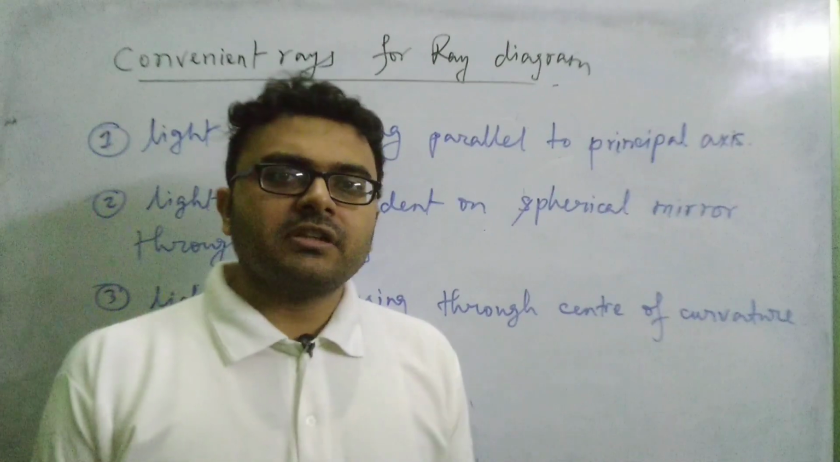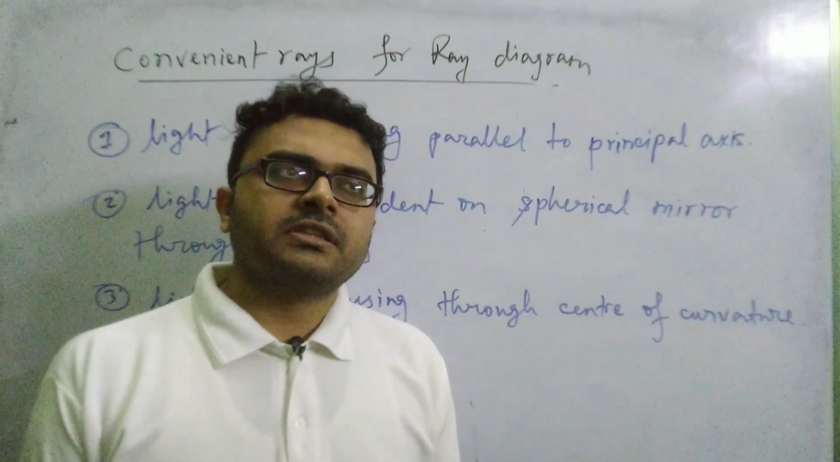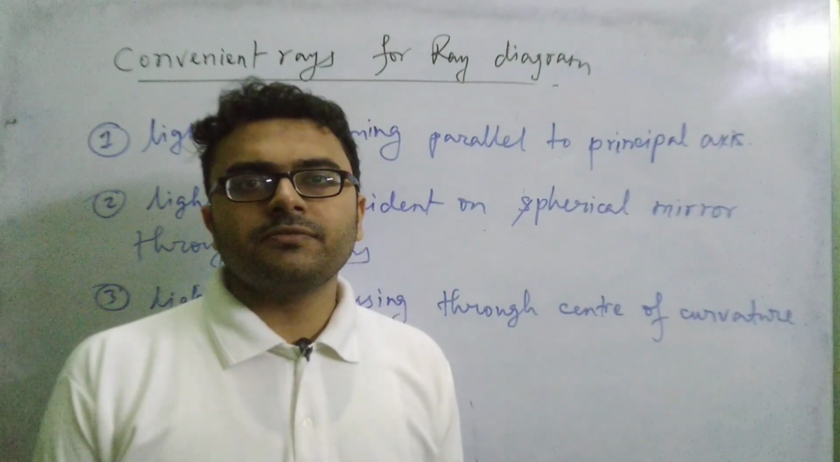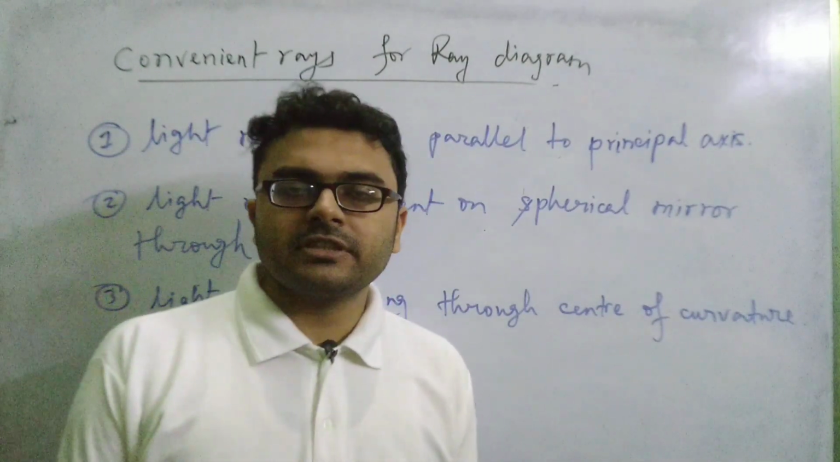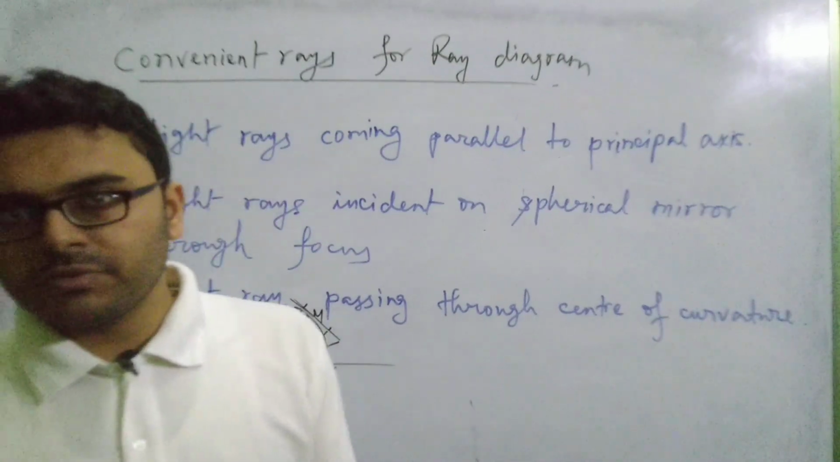Okay, so today we are ending our class here. In the next class we will be drawing the ray diagrams for convex and concave mirrors for particular positions of objects, and we will be seeing how the images are formed, what is the nature of the images, and what is the position of the images.